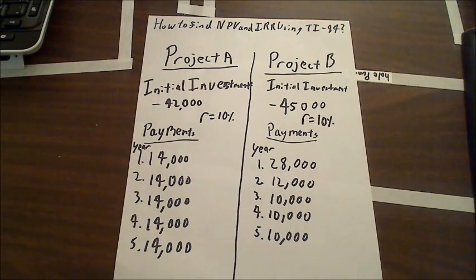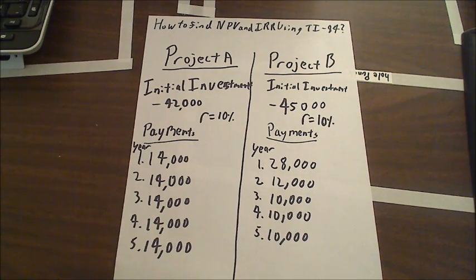So this is our problem here. Our initial investment is $42,000. Our rate is 10%. Our yearly payments for Project A is $14,000 per year. Now, Project B has an initial investment of negative $45,000, and the payment for year 1 is $28,000. The payment for year 2 is $12,000. The payment for year 3 is $10,000, and payment 4 is $10,000, and payment 5 is $10,000.